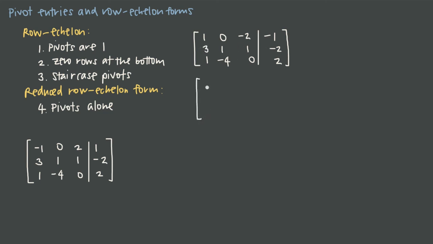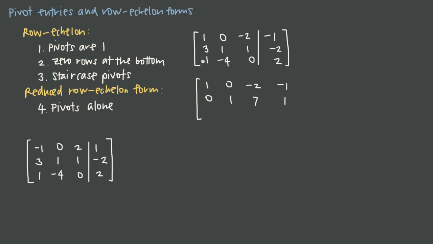We'll leave the first row alone, so 1, 0, -2, and then -1. 3 minus 3 times 1 is 3 minus 3, or 0. 1 minus 3 times 0 is 1 minus 0, or 1. 1 minus 3 times -2 is 1 minus a -6, or 1 plus 6, or 7. And -2 minus 3 times -1 is -2 minus -3, or -2 plus 3, which is +1.